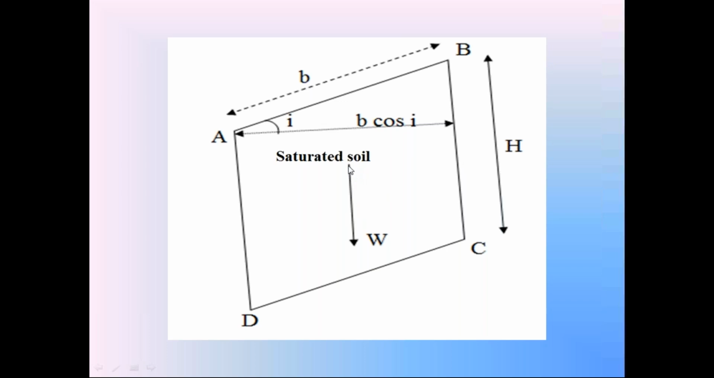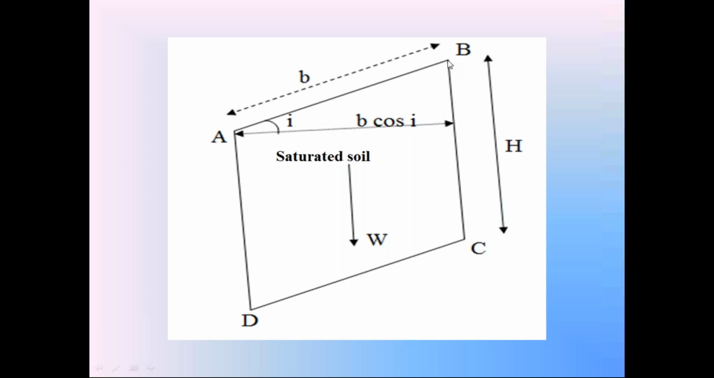Take W as the weight of this soil. In the seepage flow condition, the soil is in saturated condition, so here the soil is called the saturated soil. Since the soil is saturated, we must consider the unit weight called gamma saturation, the saturated unit weight of soil. So take unit thickness of this particular soil prism.